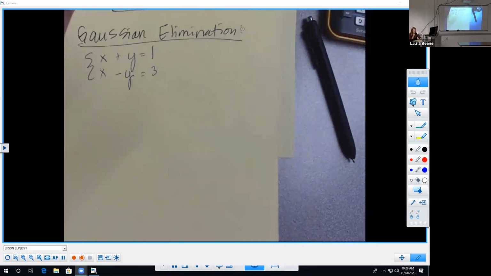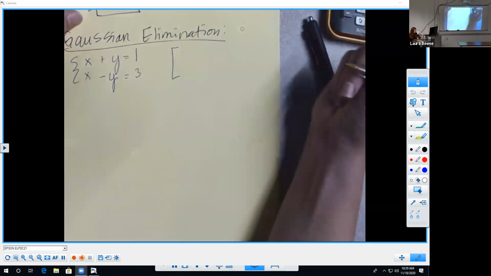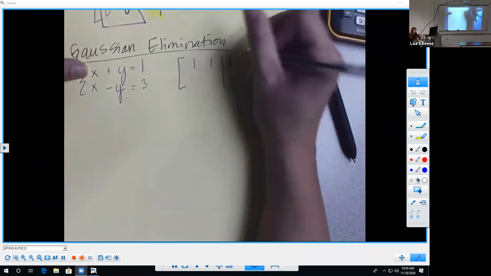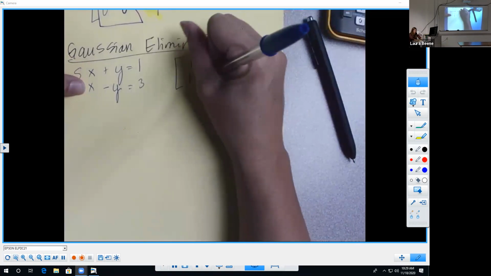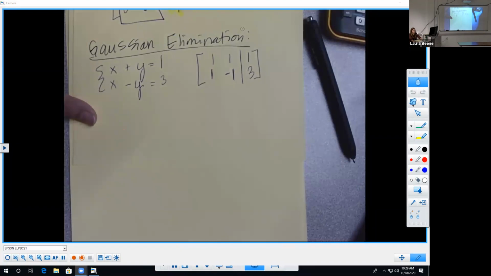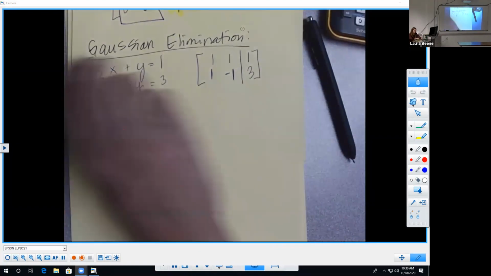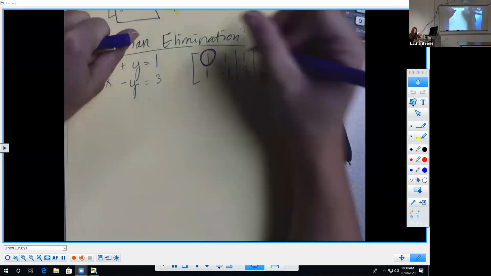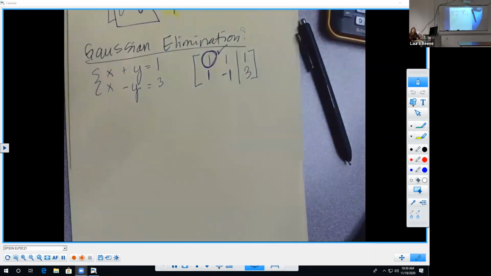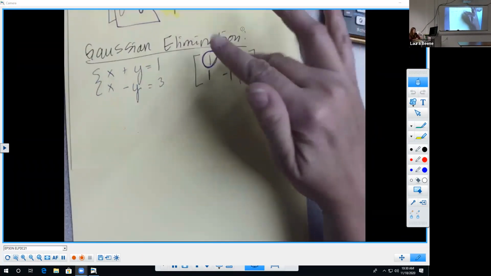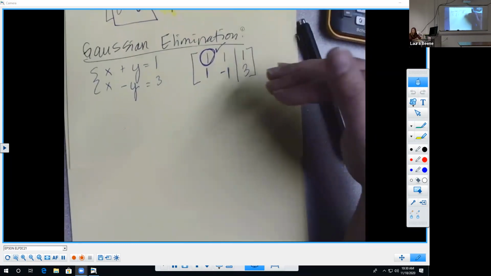Let's put it as an augmented matrix first. So the coefficients here are 1, 1, put your line, and 1. And 1, negative 1, and 3. Our first goal is to get a 1 in the top left-hand corner. Do I have a 1 there? Check. If you did not have a 1, you could switch rows to make a 1. Or if this was like 3, 3, 3, you could divide everything by 3. Does that make sense? We will have some examples like that in a minute. So check, I got a 1 there. It's going to stay there for the rest of the problem.